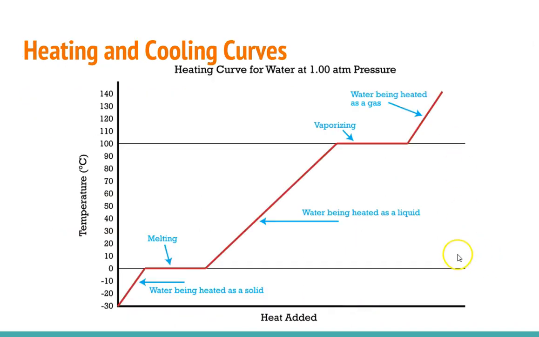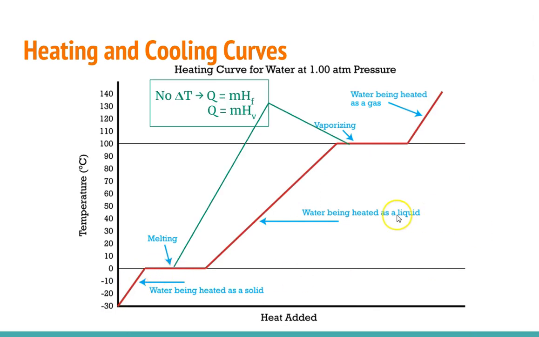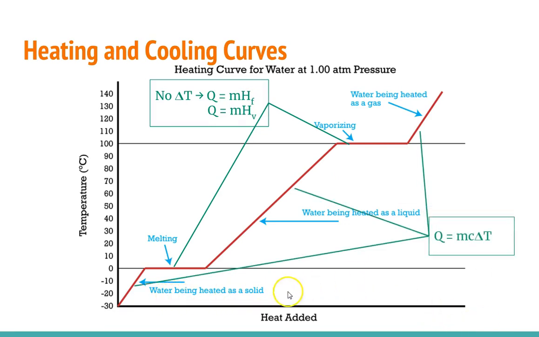This is what's known as a heating and cooling curve. So it's a heating curve if you're going to the right, it's a cooling curve if you're going to the left. Remember that at the plateaus, there is no delta T, there's no temperature change, and so the heat, Q, is just the mass times the heat of fusion or the heat of vaporization. And on the slopes, there is a change in temperature, and so the amount of energy is equal to the mass times the specific heat times that change in temperature.